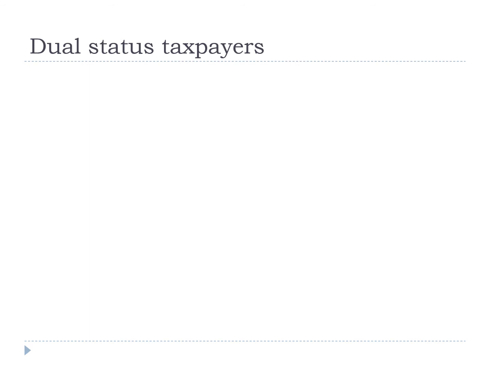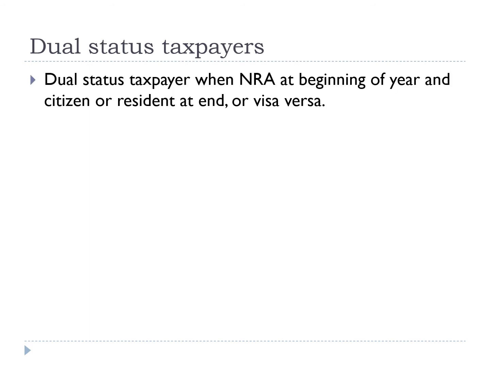When resident status changes during the year, an individual can be dual status for that year. A dual status taxpayer is an alien individual that is classified as a non-resident at the beginning of the year and a resident alien or citizen at the end of the year.